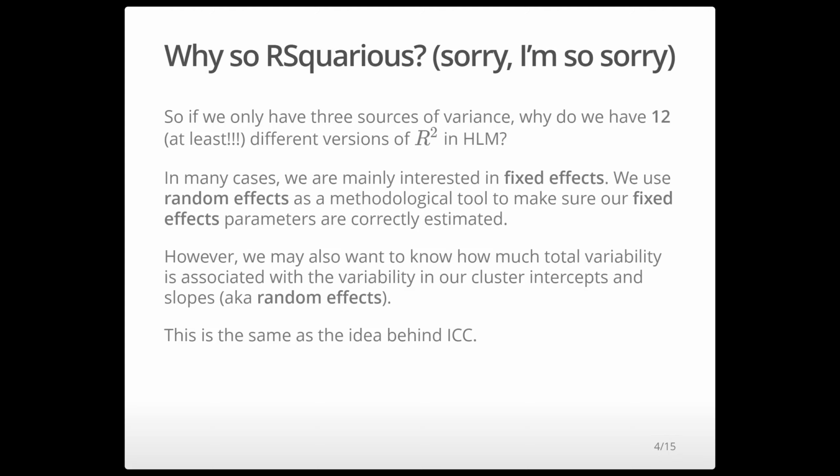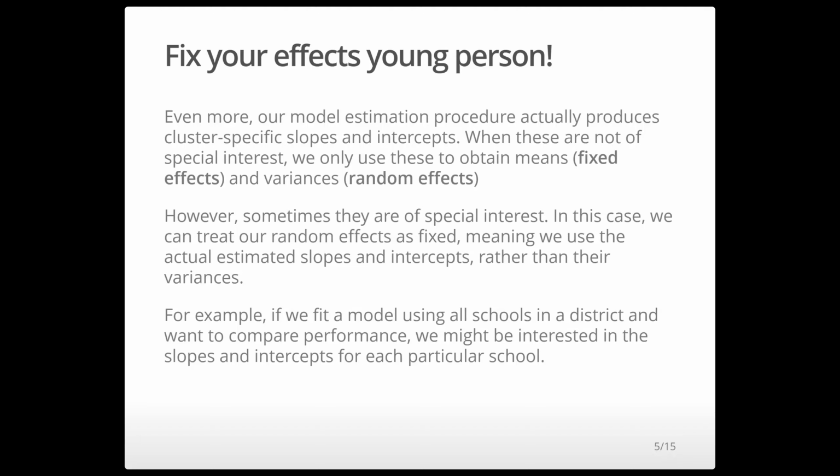We could even go a step further in some cases, though. When we do our model estimation, what we're actually doing is producing cluster-specific slopes and intercepts. When we're not actually interested in these cluster-specific slopes and intercepts, what we do is we use them to obtain their averages. So we take the averages of all the cluster-specific parameters, and these are our fixed effects, and then variances of these fixed effects, and these are the random effects. So this is how much the different clusters vary from the fixed effects.